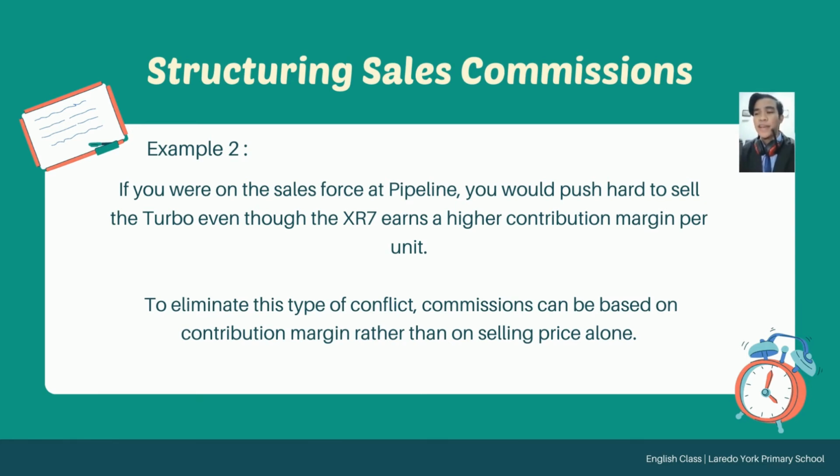The problem is that the XR7 model produces a higher contribution margin for the company. It might be a good idea for Pipeline to base its sales commission on contribution margin rather than selling price alone. So that is all from me. Thank you.